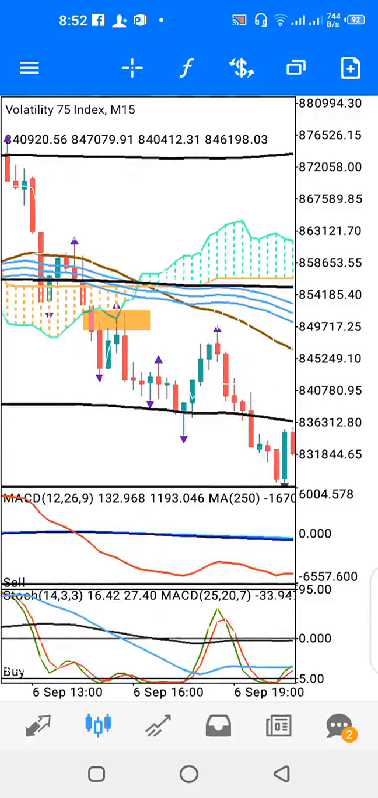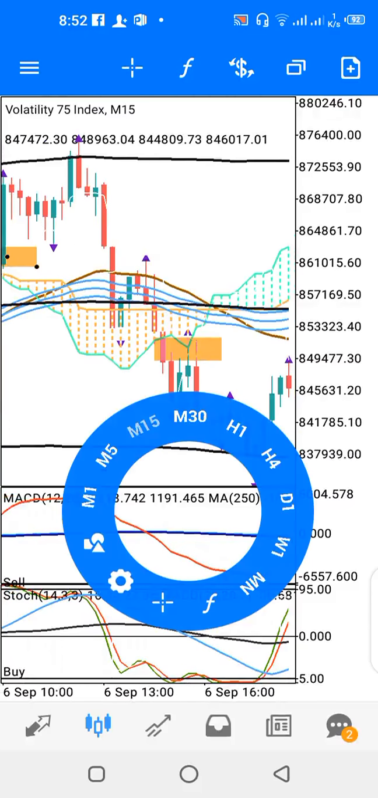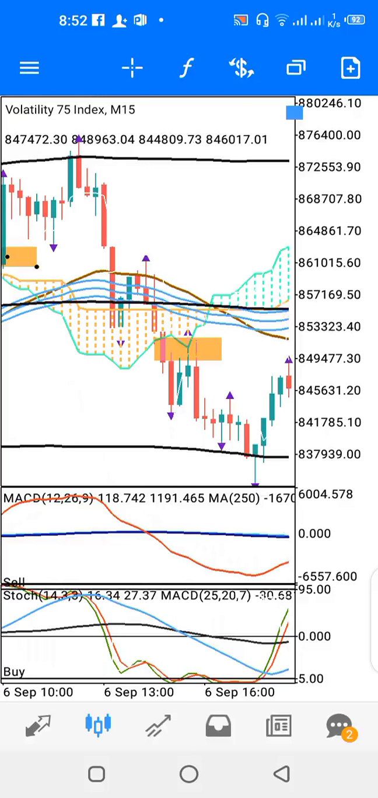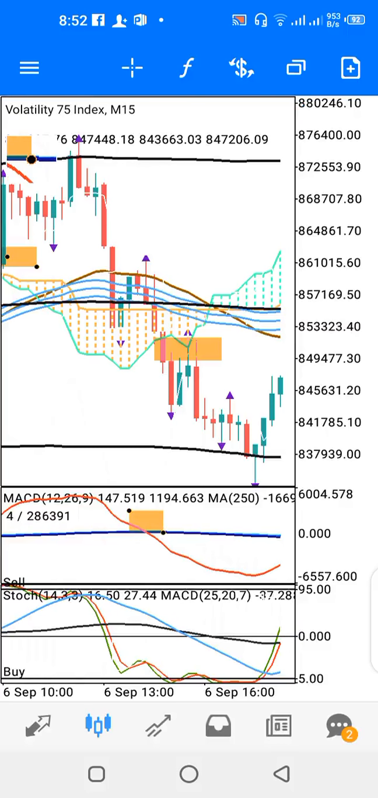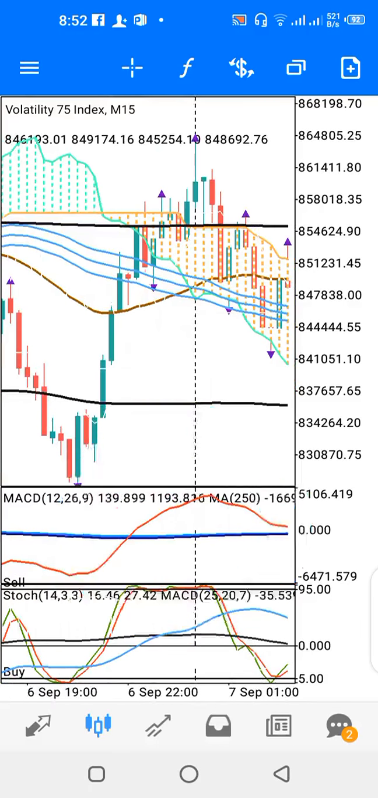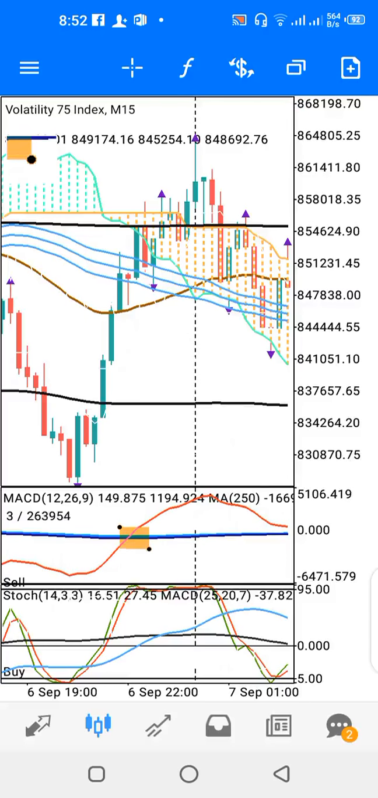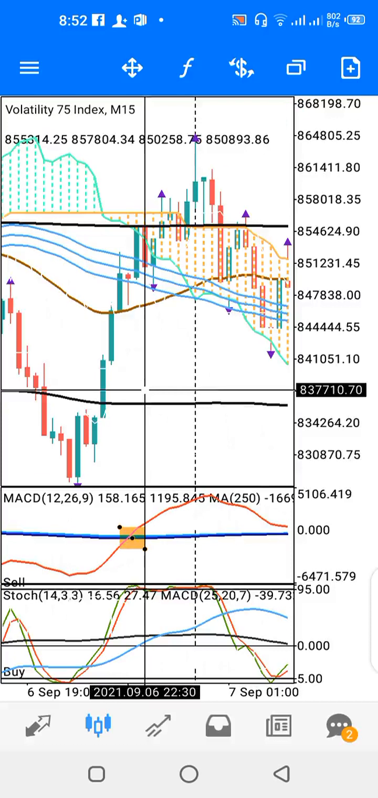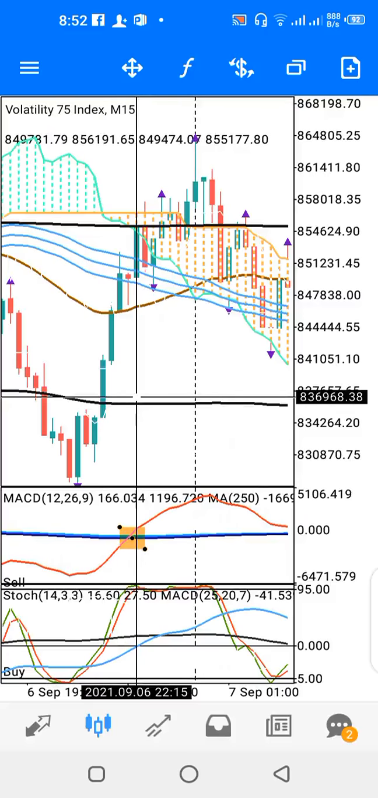Now, this is just simple. It tells you the trend. Okay, if the red line crosses below, you have a bearish trend kicking in. Okay, so look for sell opportunities. If the red line crosses above, you have a bullish trend starting. So all you need to do is look for buying opportunities.